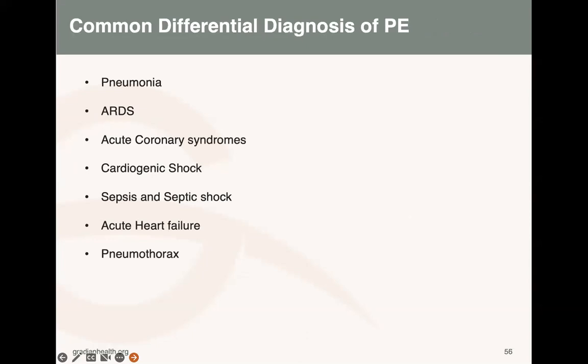So sometimes it can be difficult for us to differentiate PE from other diagnoses, and we can have a list of differentials. Things like pneumonia, acute respiratory distress syndrome, acute coronary syndromes, cardiogenic shock, sepsis or septic shock, heart failure, even pneumothorax, because some of the symptoms mimic each other. A patient will present with the same difficulty in breathing. A patient who has pneumonia can present with difficulty in breathing. A patient in cardiogenic shock can still present with difficulty in breathing. A patient who has pneumothorax may present with difficulty in breathing.